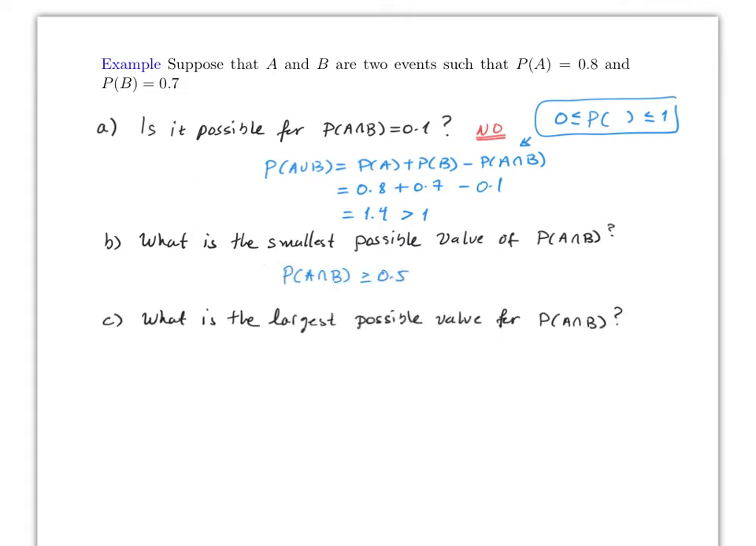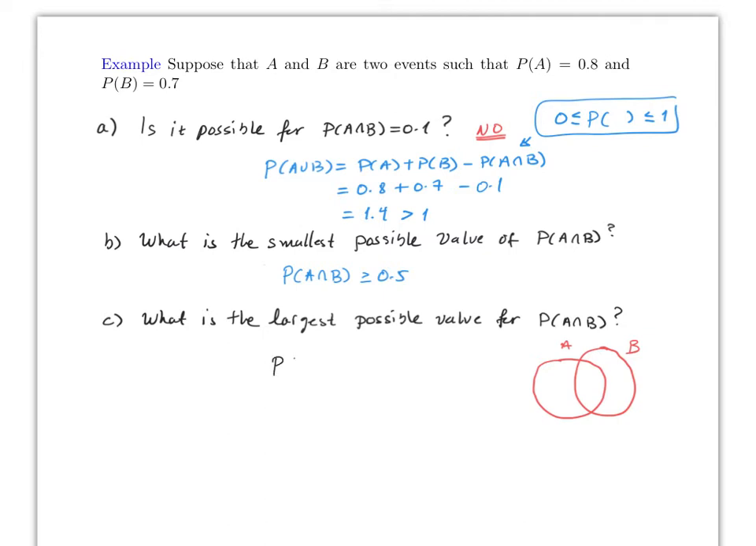Okay, so using still the same information, what is the largest possible value for the probability of A and B? The value for A is 0.8, the area, and B is 0.7. Obviously this is not to scale. The biggest intersection you can have is when the smallest is inside of the biggest one, and the intersection will just be the smallest one. So in this case, the biggest this could be is 0.7.